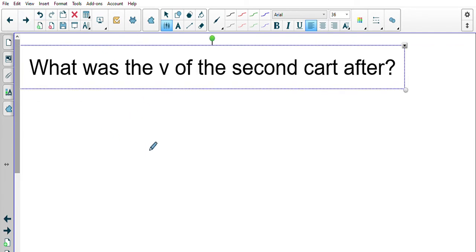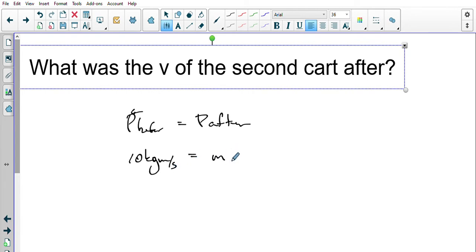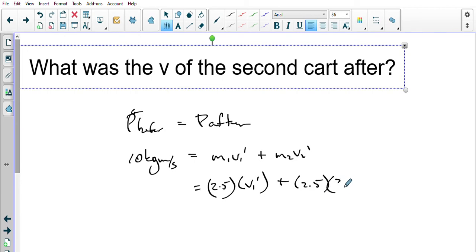All right. What was the velocity of the second cart afterwards? Here we have the idea of the momentum being conserved. So we have p before equaling p after. Beforehand, we know the momentum is equal to 10 kilogram meters per second. And then we have our m1v1 prime plus our m2v2 prime. So this is 2.5 kilograms times, let's call it v1 prime, and then we have our other 2.5 kilograms times our 3.0 meters per second. So we know that this is 7.5 kilogram meters per second. This is 2.5 v1 prime plus 7.5, and this is equal to 10 kilogram meters per second.